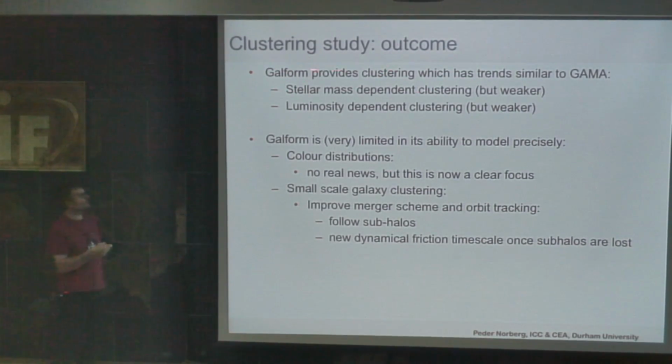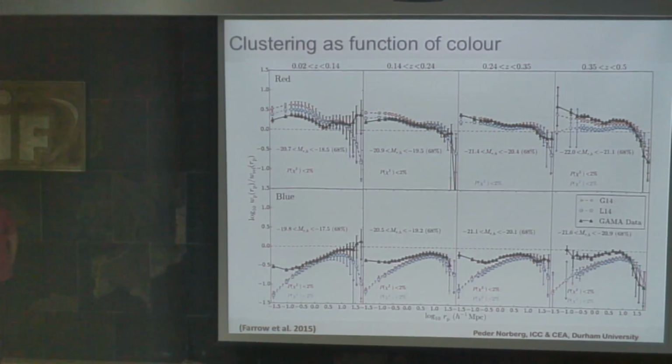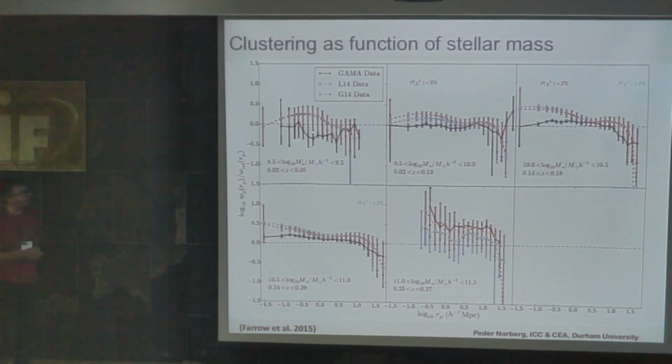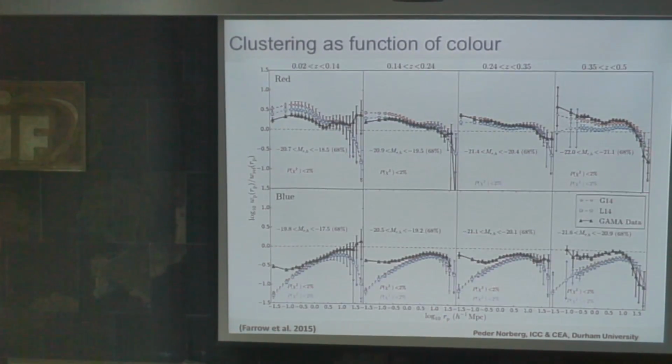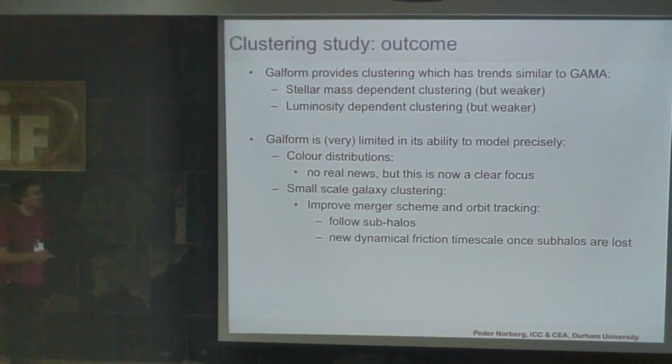Initially, what you can see is that Galform provides clustering which has trends similar to GAMA. The stellar mass dependent clustering is there, but it's weaker. You can see that you have stellar mass dependent clustering in the models, because these curves are not exactly the same height on all the plots. The models do have it, but it's not as strong as in the data. The same is true with luminosity. Galform is certainly very limited in its ability to model the color distribution precisely. That we knew. There's no real news, but it's something we're working on now.